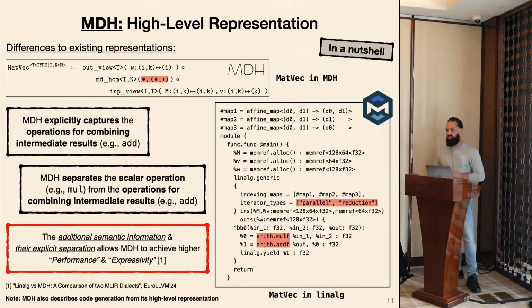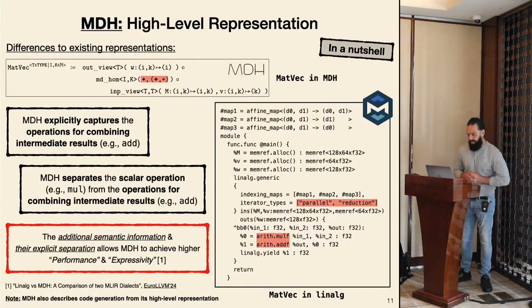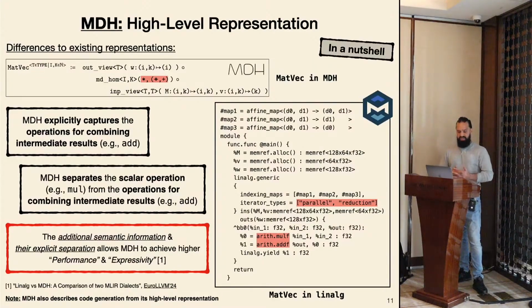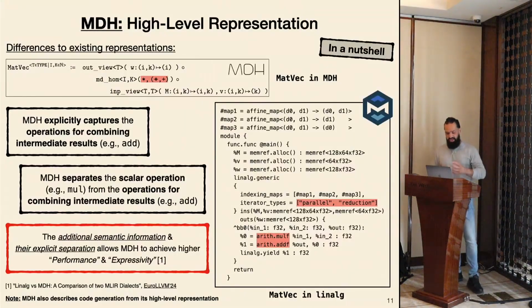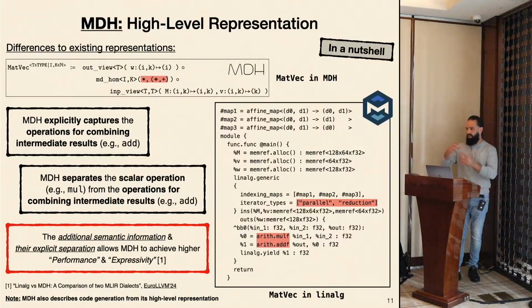So for example, if you want to also optimize and parallelize reduction-based computations within the actual target computation here. And a further interesting or important point is that MDH clearly separates the scalar operations from the operations for combining intermediate results. So in our representation, we separate the multiplication, the so-called scalar operation in MDH, from the addition and the concatenation, while in the linear representation, they are kind of fused together in the body of the linear generic. This body of the linear generic can be considered as a loop body here.